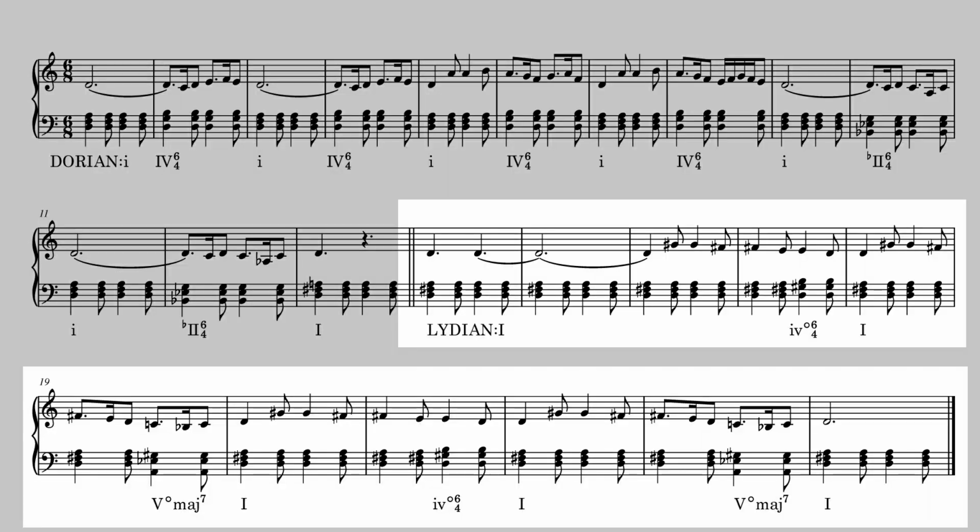Casella's second theme is still in D, but has changed mode to Lydian. He uses another 4 chord, but this time it's diminished because it's a sharp 4.